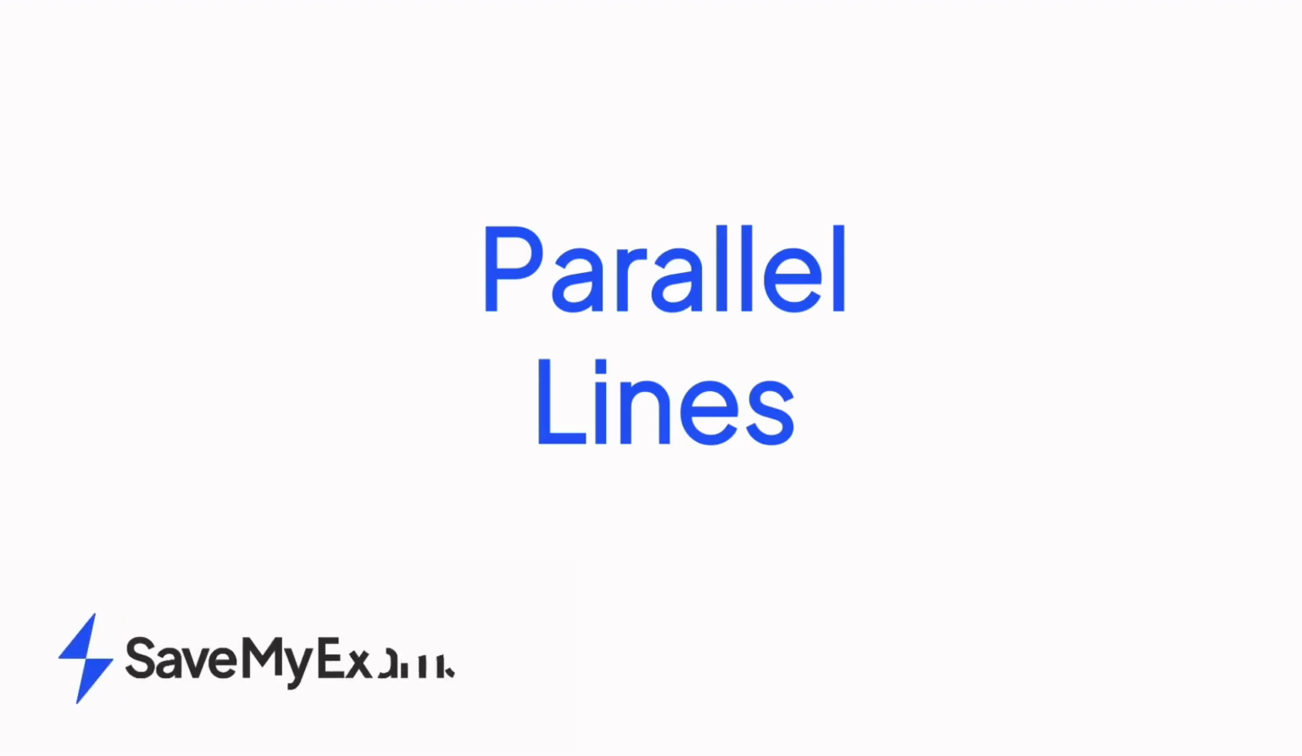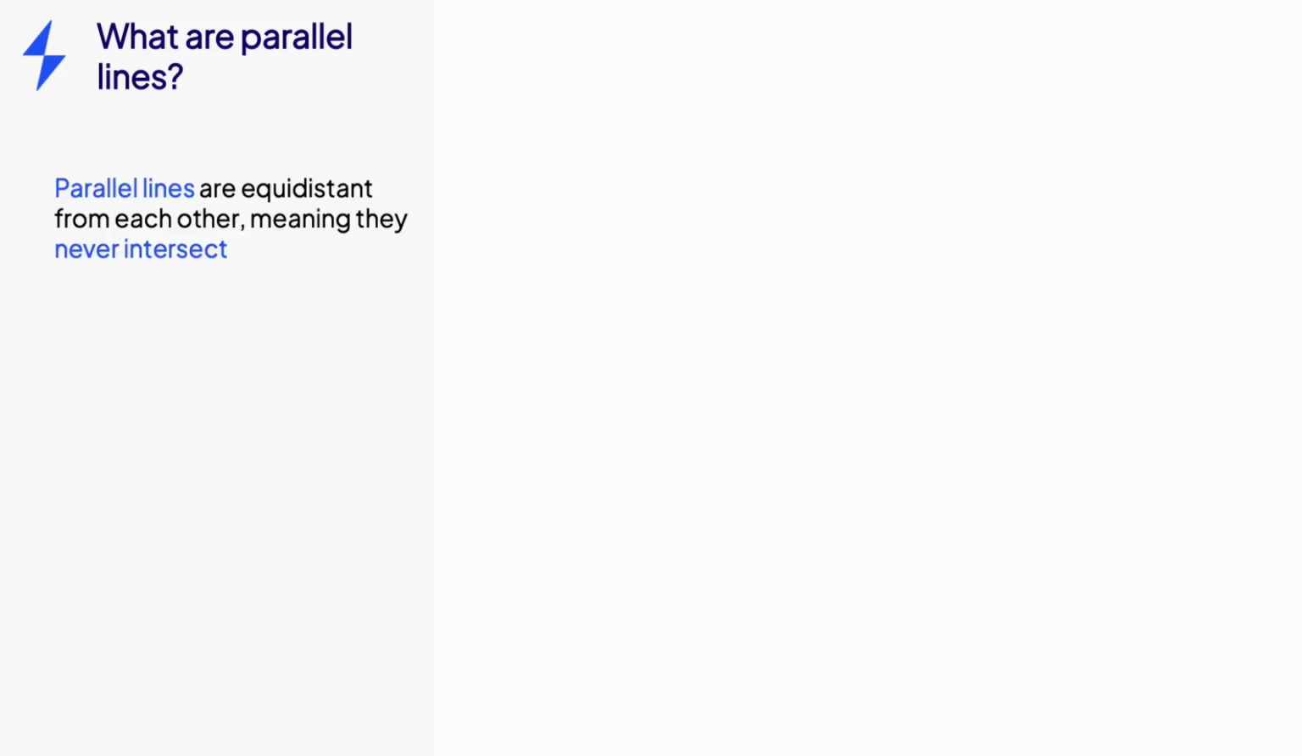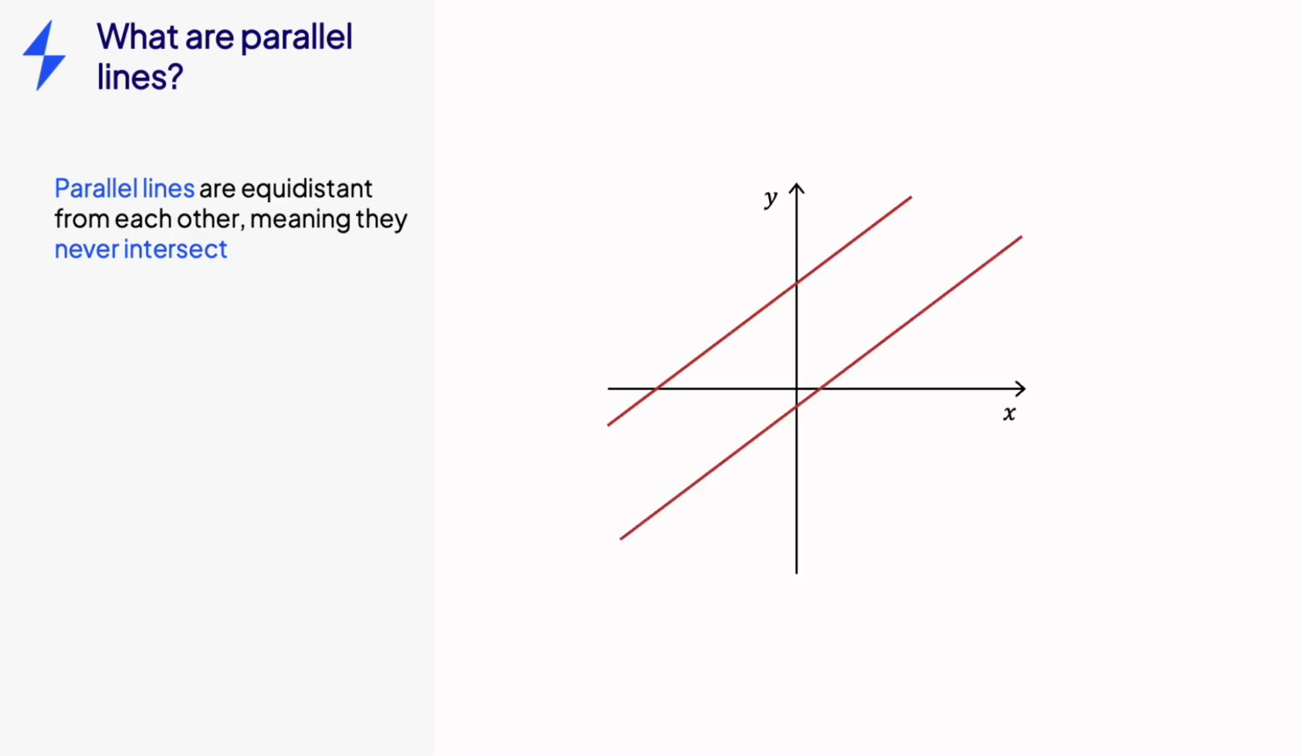In this video, we'll be looking at parallel lines. So what are parallel lines? Well, parallel lines are equidistant from each other, meaning they never intersect, such as the two red lines in this diagram. Now, if two lines are parallel, then their gradients are equal.